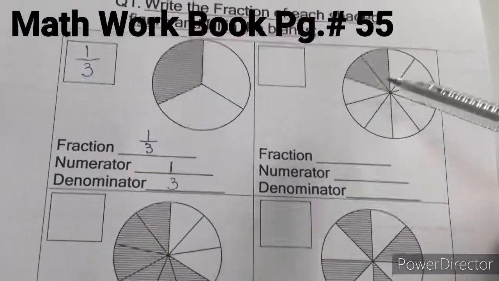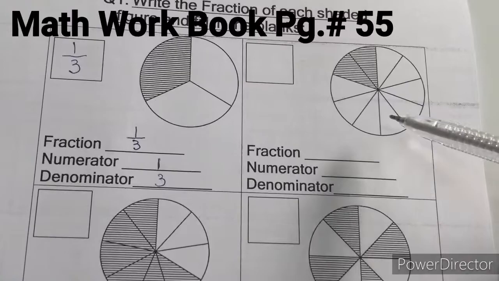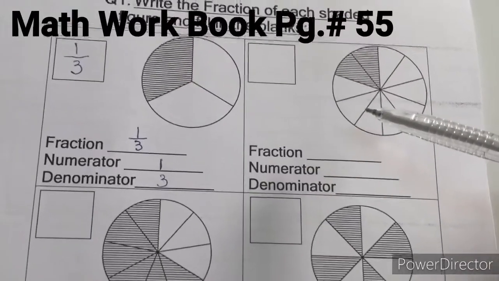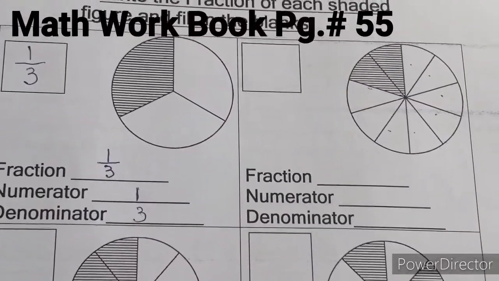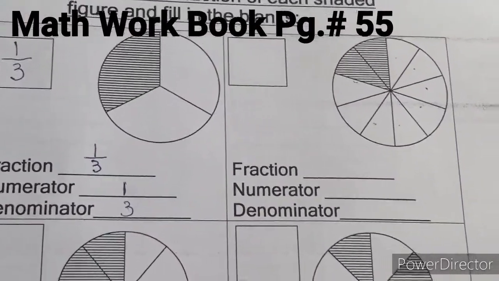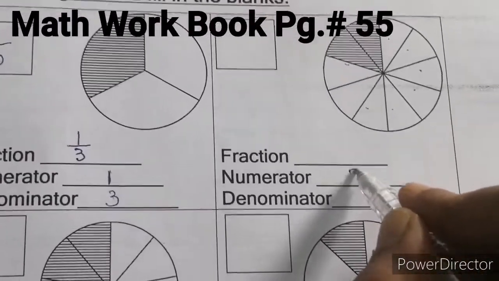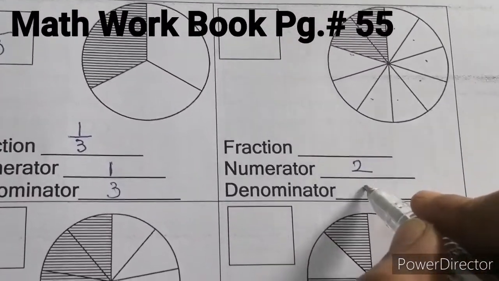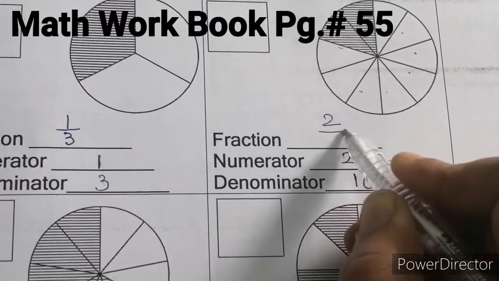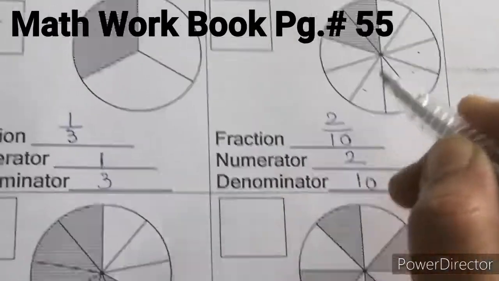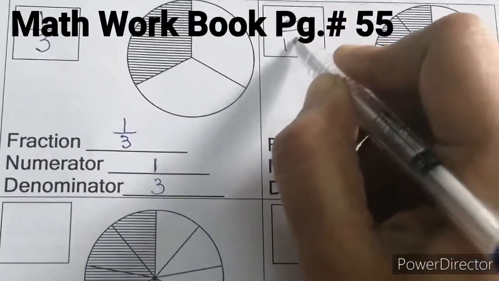Second one. How many parts do we have in total? 1, 2, 3, 4, 5, 6, 7, 8, 9, 10. We have 10 parts in total. And how many of them are shaded? 1, 2. So the numerator will be the shaded parts, that is 2. Denominator will be 10. And the fraction is numerator by denominator, 2 by 10. Write it in this box also. 2 by 10.